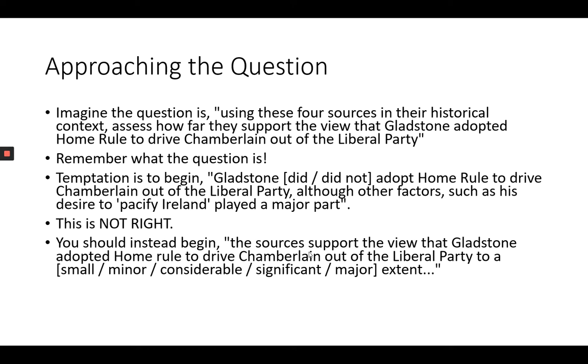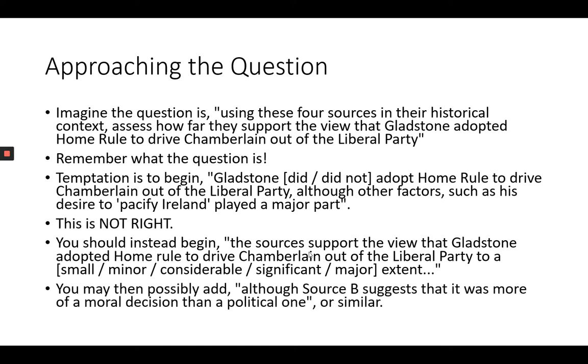But more specifically than that, if you're sitting down and you've got your paper in front of you, here's what you should do. Oh, yeah, you could also add qualifiers. You say, but source B suggests it was more of a moral decision or something like that. So all of the sources strongly support the view that Gladstone adopted Home Rule to drive out Chamberlain, apart from source D, which suggests that Gladstone had a moral crusade to pacify Ireland or something. I don't know. It's up to you, but you can put caveats in. That's okay.